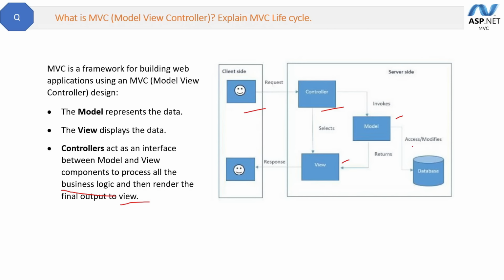Now the model can get the data from the database also. And then after returning the data to the view, it will send back the response to the client. And that's it. That is the flow of the MVC, and that is basically, at a high level, the definition of the MVC.